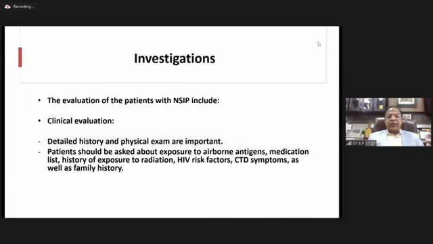So how are you going to investigate these patients? The first and most important thing is that the clinical evaluation has to be done in detail. Detailed history and physical examination is very important. Patients should be asked about exposure to airborne antigens, medication list, history of exposure to radiation, HIV risk factors, CTD symptoms, as well as the family history. So all this has to be looked at very carefully.